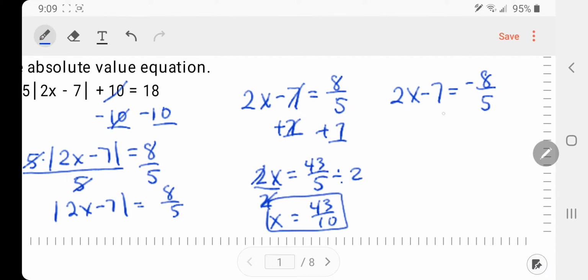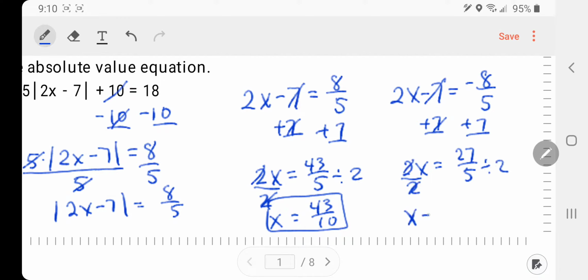For the other equation, again, we're going to add 7 to both sides. Negative 7 plus 7 cancels, leaves me 2x equal to negative 8/5 plus 7. With the calculator, that's going to be 27/5. Again, divide both sides by 2. And so that's going to give me 27/10.